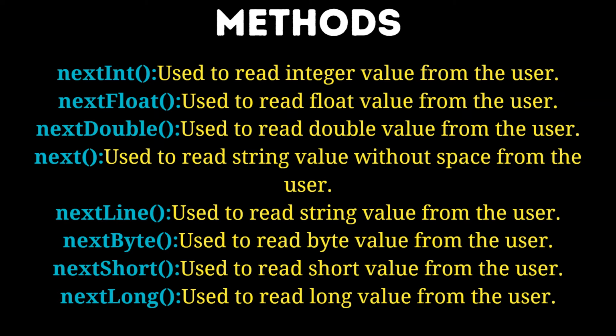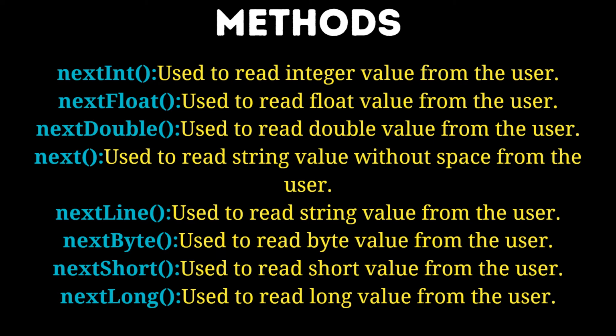nextInt is used to read an integer value from the user. In the same way, nextFloat is used to read a float value, nextDouble is used for a double value, and next is used to read a string value without a space from the user. After that, nextLine is there, nextByte is there, nextShort is there, nextLong is there. nextLine is used to read a string value from the user. nextByte is for byte, nextShort is for short, and last we can see nextLong for long.